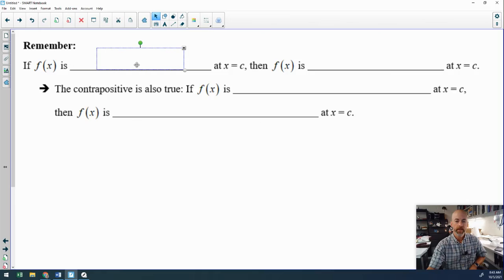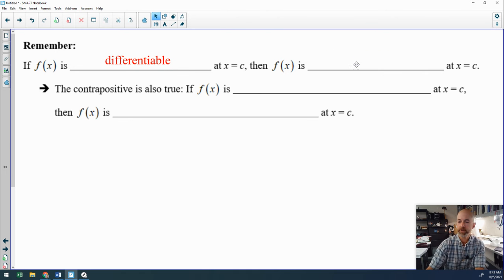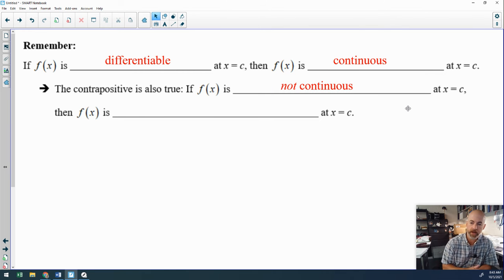So let's talk about the relationship between differentiability and continuity. And this is something that I hope you already know. But if a function is differentiable at x equals c, then that function must be continuous at x equals c. And the contrapositive of that statement, which means you flip the whole thing around and insert a couple of nots, is also a true statement. And so we will take advantage of this fact. If f of x is not continuous, then f of x is not differentiable.